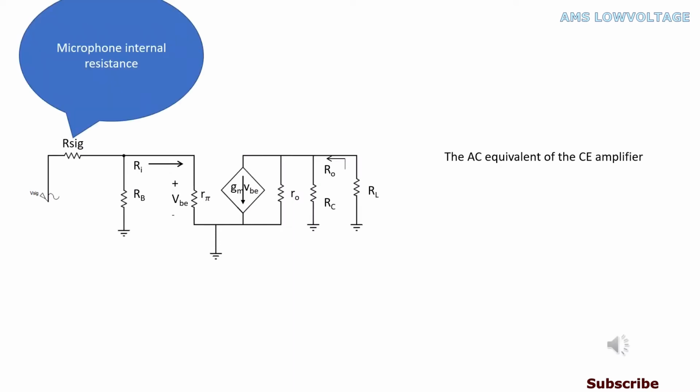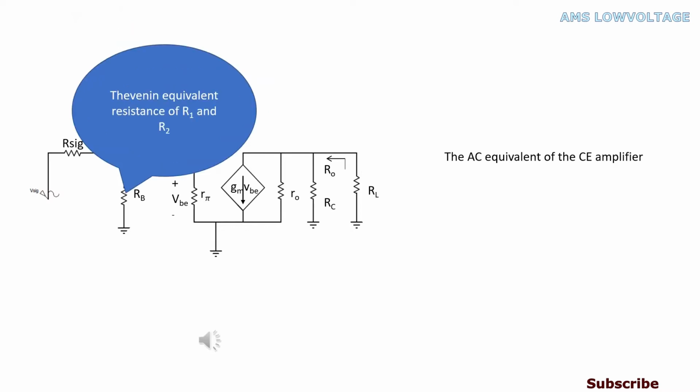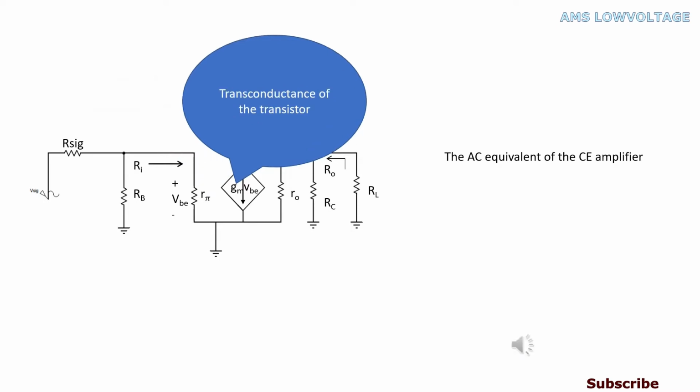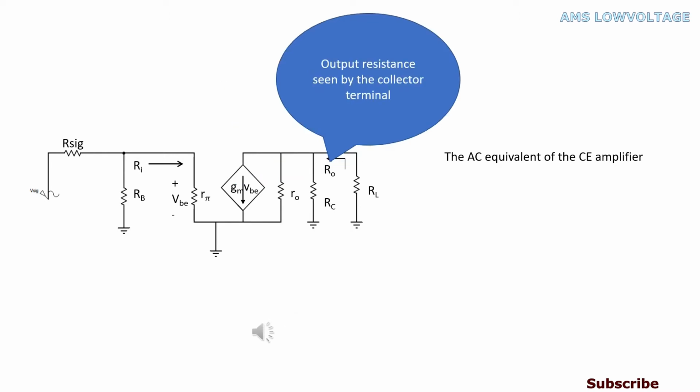Here, Rsig is the microphone internal resistance. Ri is the input resistance seen by the base terminal of the transistor. Rb is the Thevenin equivalent resistance of R1 and R2. Rpi is the corresponding resistance for VBE. Gm is the transconductance of the transistor. ro is the collector output resistance. This capital Ro is the output resistance seen by the collector terminal.